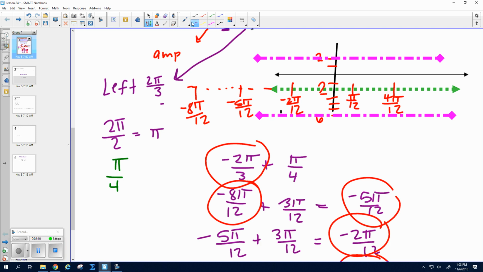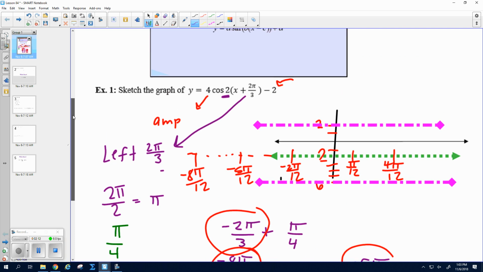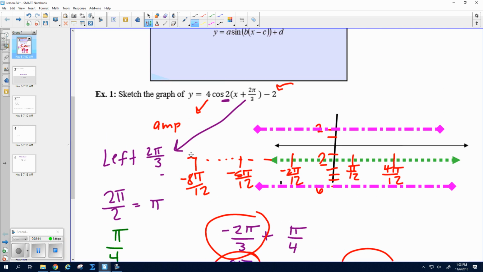So now I am going to do my points. It is a cosine graph, and we are starting right here at the top because it's positive. Then I'm coming down to the middle, and then I'm going to go down to the bottom, and then back up to my green line, and then back up here to the top. And we get this beautiful graph of a mess. But there you go.